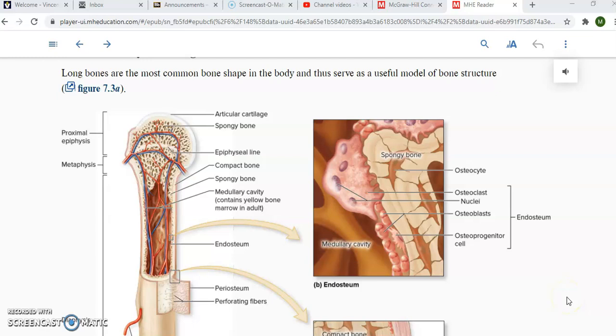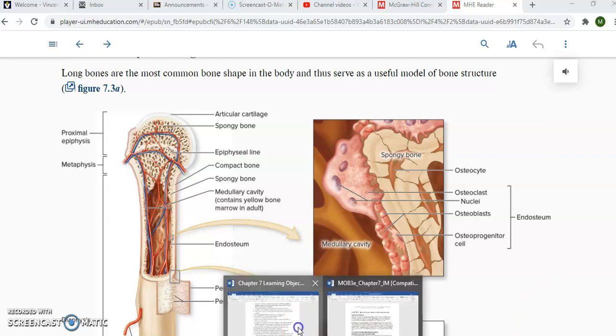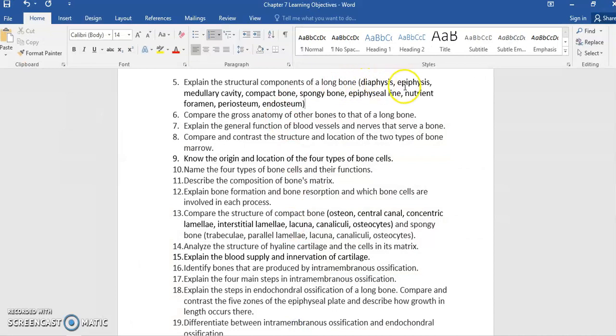All right, AMP1 students, in this video we are going to talk about the anatomy of bones, and we're going to start more with the gross structures, those things that we can see without the help of a microscope. So in our objectives, we are going to identify the diaphysis, the epiphysis, medullary cavity, compact bone, spongy bone, epiphyseal plate or line, nutrient foramen, periosteum, and endosteum.